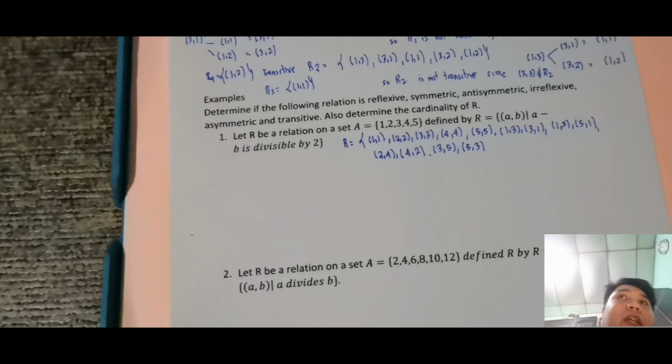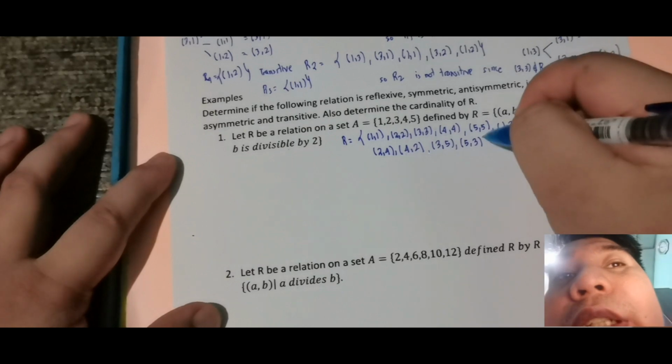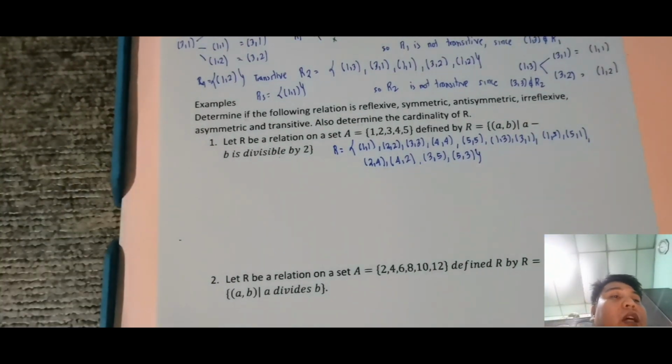4 minus 5 is negative 1. 5 minus 4 is 1, which is not divisible by 2. So, therefore, dito palang i-close ko na siya. Okay, so, nahanap ko na yung laman ng R. So, ganun yung gagawin mo pag may ganito akong given sa mga problem sets.